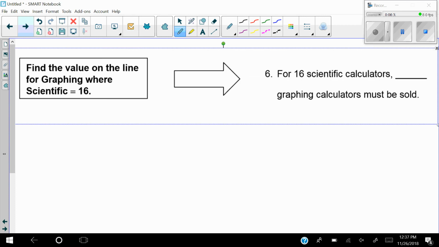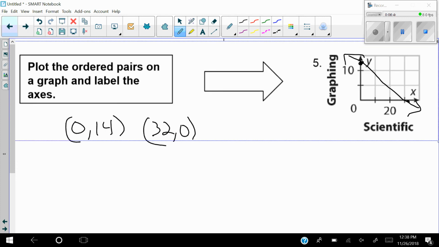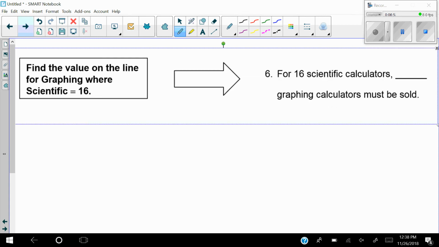Now the last thing we've got to do is figure out what it's going to be if you have 16 scientific calculators. It says estimate on the graph, but if you look at the graph, you got 0, then 10, about 16. Somewhere in here is where it's going to be. But it's hard to tell specifically. So the best thing to do is to rewrite our equation and just plug it in.